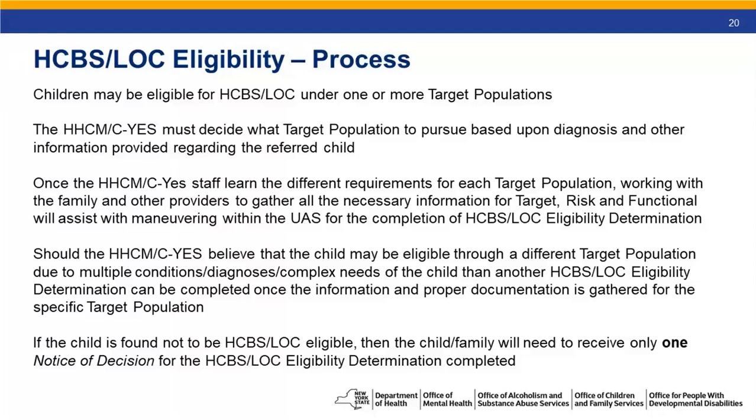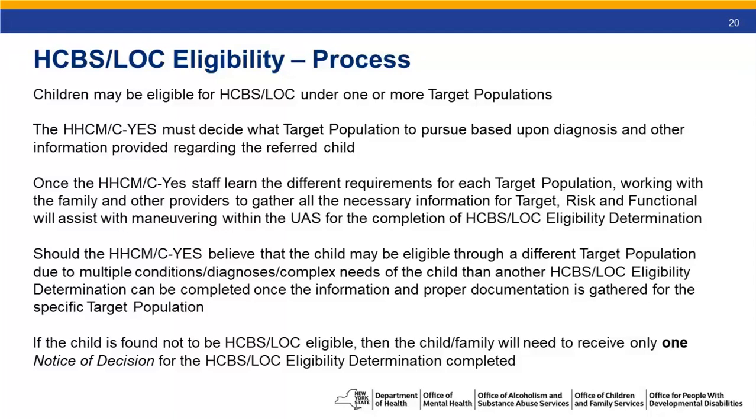So should the care manager and CS believe that the child may be eligible through a different target population due to multiple conditions, diagnosis, complex needs, then they can go through the eligibility tool more than once. So if they are found not eligible under one target population, you can go through another target population if you have the proper documentation. So again, you really need to learn the information you need to gather, the people you need to talk to, because it is a process.